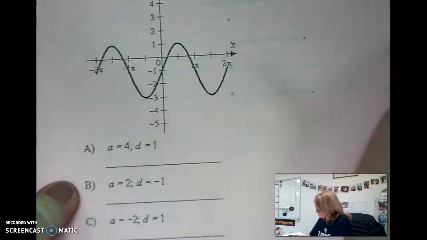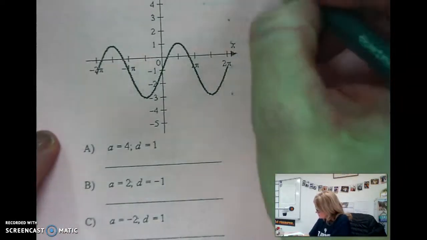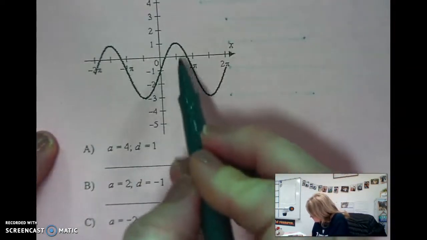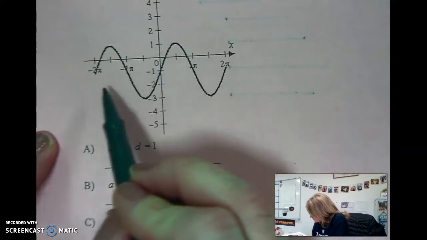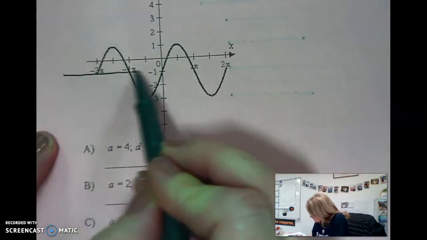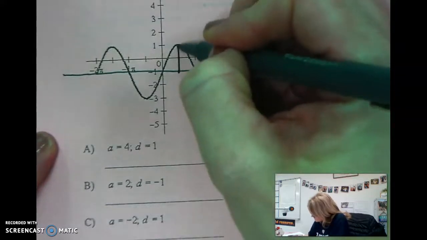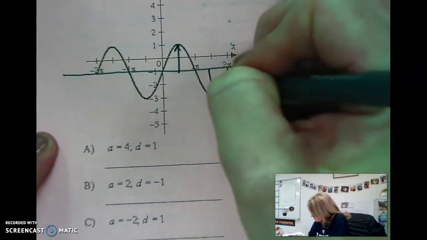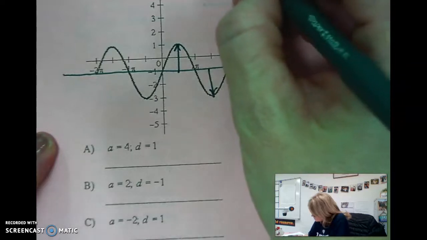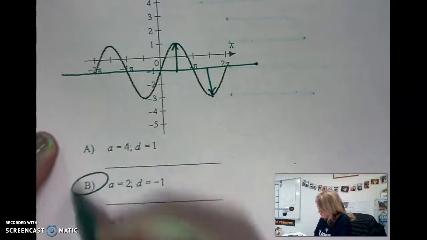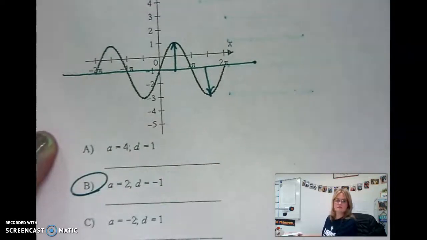For the function, find A and D. Well, D is your midline. So if we can see where our midline drops, it looks like our midline is at -1, and the amplitude is 2 this way and 2 this way. So A is 2, D is -1. So B is our answer.